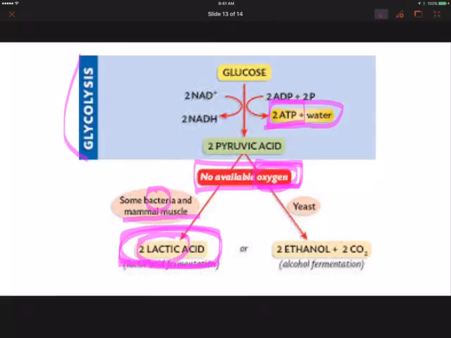Now there's another type of anaerobic respiration that happens in yeast, and yeast are single-celled organisms. But what they do is they produce ethanol. Ethanol is alcohol. So this is why we use yeast to make some alcoholic beverages like beer. So we just take the oxygen away and the yeast will start fermenting alcohol in the form of ethanol, which hopefully you guys are not partaking in. So that is anaerobic respiration.